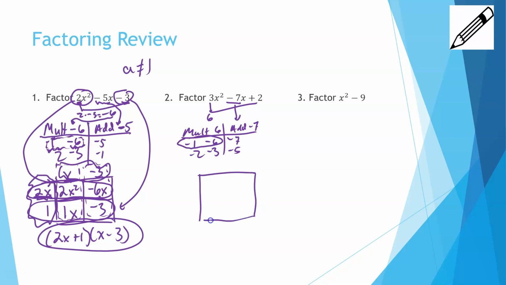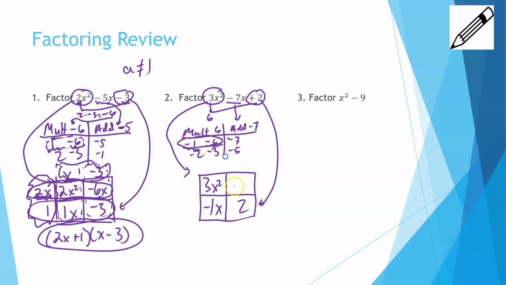Maybe take a second, pause the video, see if you can fill in the box correctly, because that could be a new step. If you paused it, this is what you should have gotten. 3x squared in the upper left, 2 in the lower right, and then I take these two, negative 1 and put an x with it, negative 6 and put an x with it. Now I encourage you to pause the video again to see if you can factor out your greatest common factors.